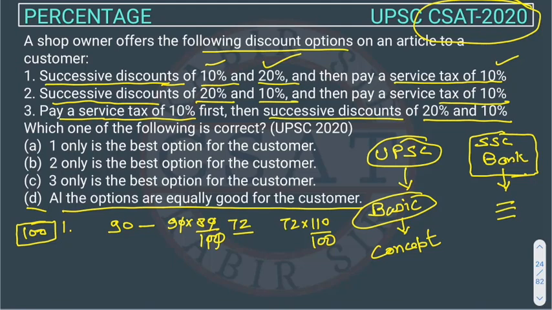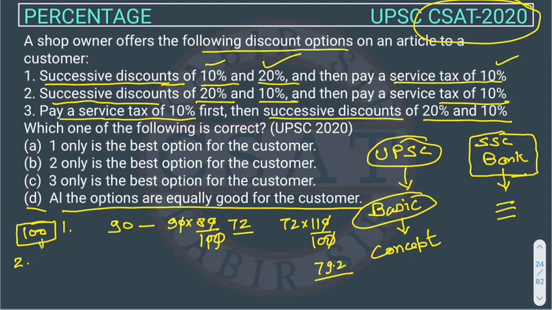If you solve it, this 0 will cancel this 0, right? And it will be right. So this much. In the second option, he is giving first the discount of 20%.